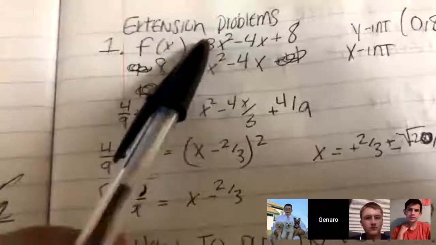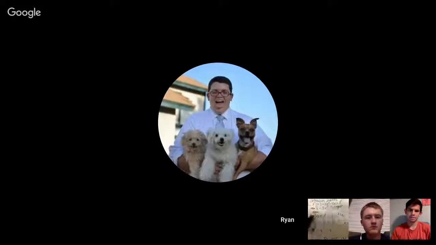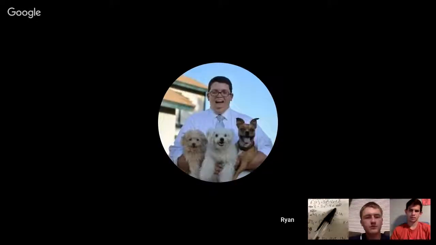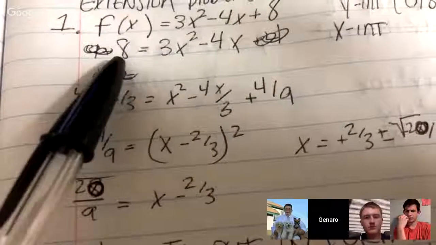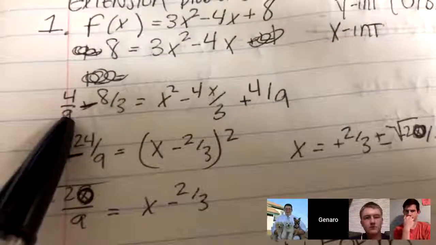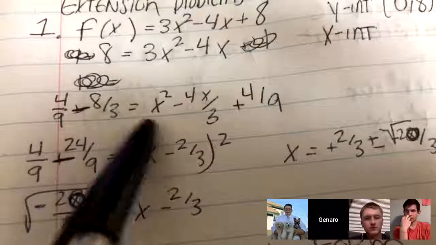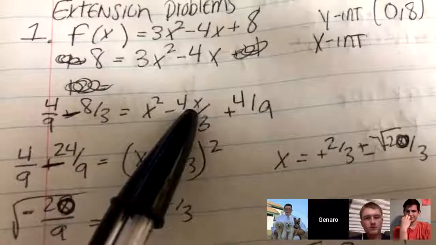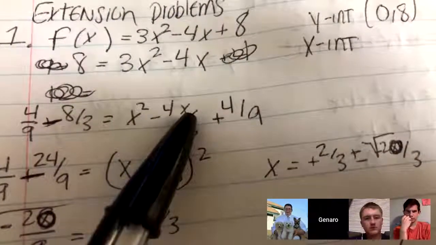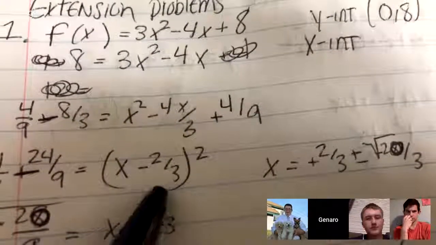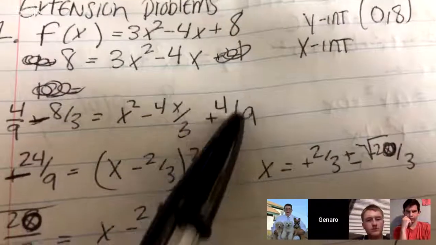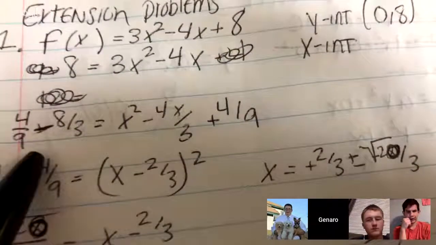Okay, so this is the function, right? So I subtracted 8 from this side, so you get negative 8 equals 3x squared minus 4x. You divide all this by 3, so you get negative 8 divided by 3 equals x squared minus 4x over 3. At that point, you divide the negative 4x over 3 by 2, and you get negative 2 divided by 3. And you square that, so you get plus 4 divided by 9, and you add that to both sides. So that's why that's on both sides.